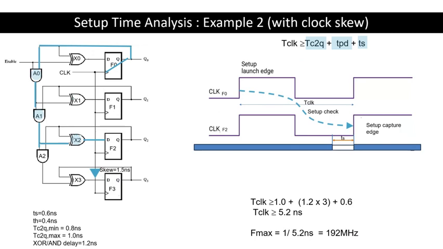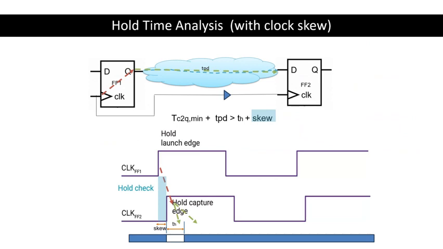Now for hold time analysis that involves clock skew, I hope this illustration will show you that the hold time analysis involving the clock skew is different from the one without clock skew. Say a positive clock skew has happened to the capturing clock FF2, then you see there's a shifted clock signal at FF2 compared to FF1. The delay involved in the hold time analysis is TC2Q and the TPD.